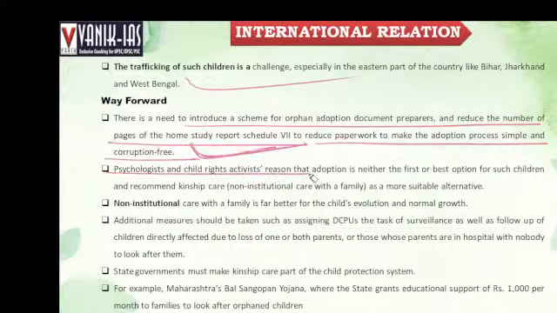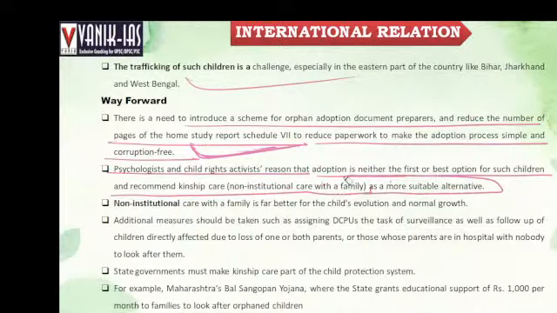This needs to be made simple. Psychologists and child rights activists say adoption is neither the first nor the best option for such children, and recommend kinship care, non-institutional care with a family, as the most suitable alternative. That means if their relatives can take care of them, that is the best thing that can happen rather than a particular NGO. Non-institutional care with a family is far better for a child's normal growth, in their relatives' home rather than another NGO.